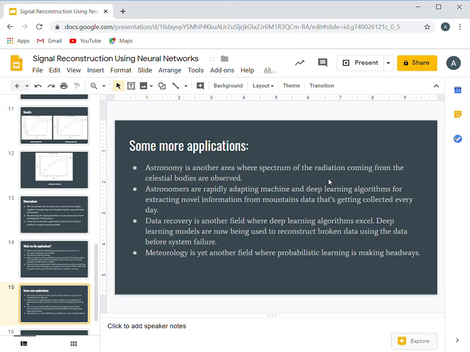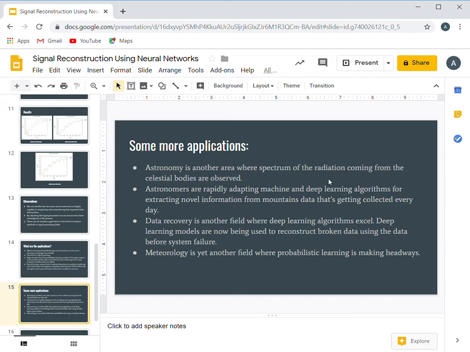Data recovery is another field. As I've shown, signal reconstruction can be done using RNNs. Data recovery can also be done. For example, certain satellites have redundancy programs in them that in case of failure would reconstruct signals with broken data. So certain similar kinds of systems are used in them.